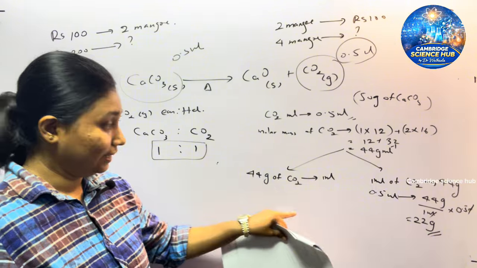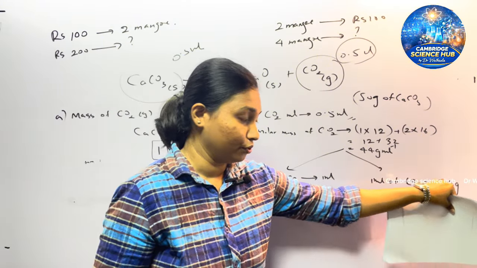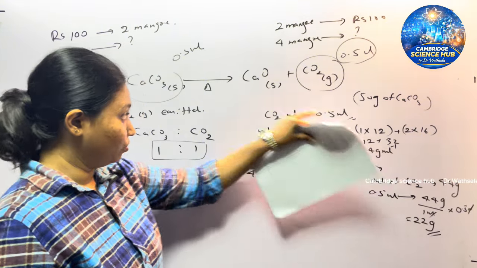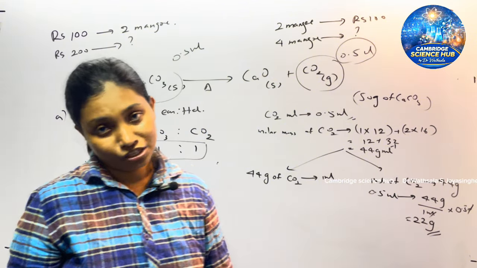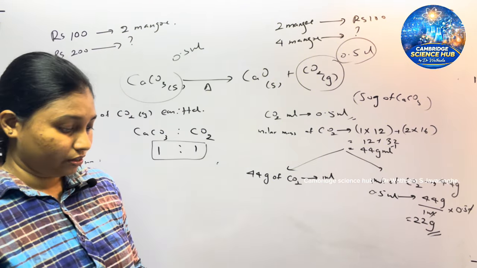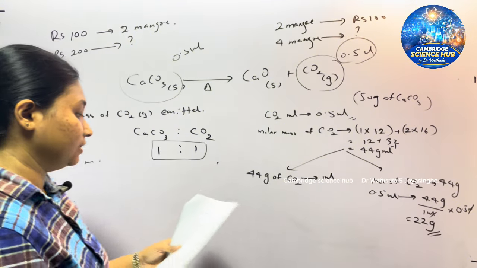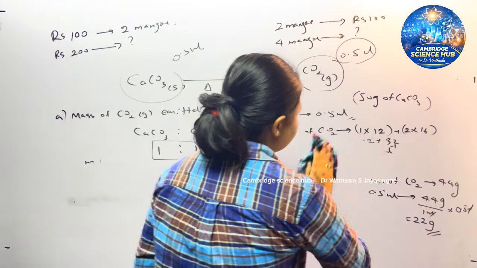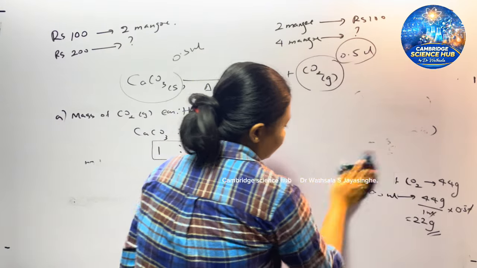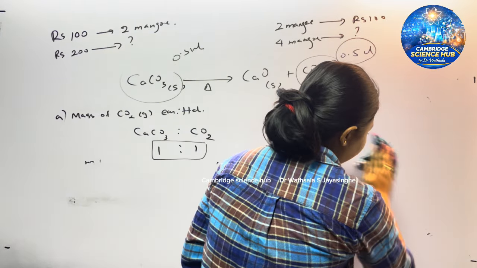That means in 1 mole of carbon dioxide, 44 grams are there. How many moles are produced? 0.5 mole. So we found the mass of carbon dioxide. And the second question they ask is the mass of calcium oxide formed. Again, same as that.